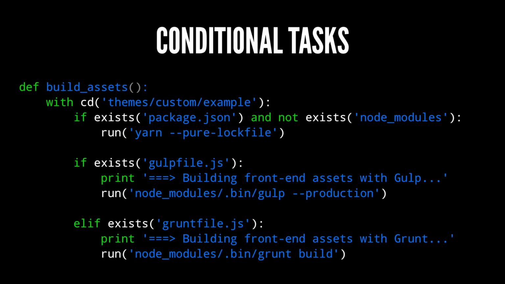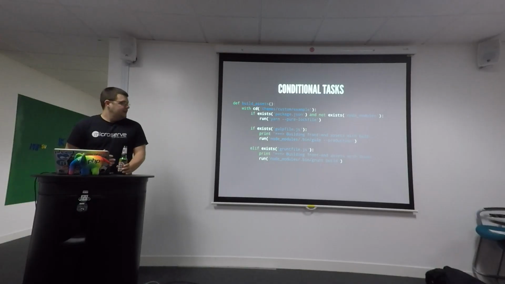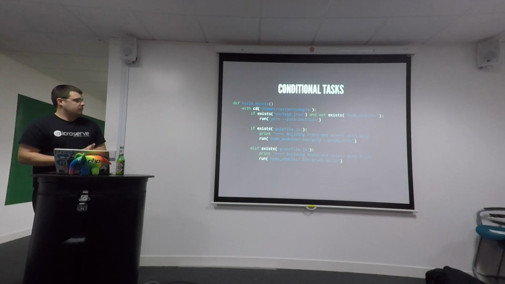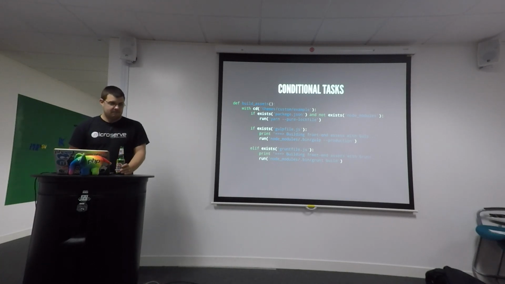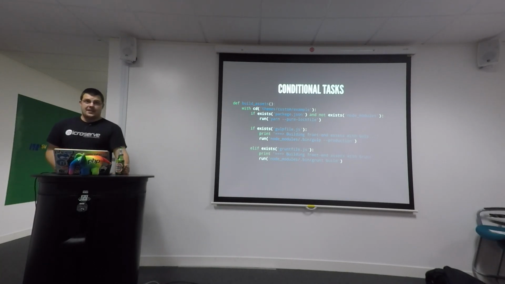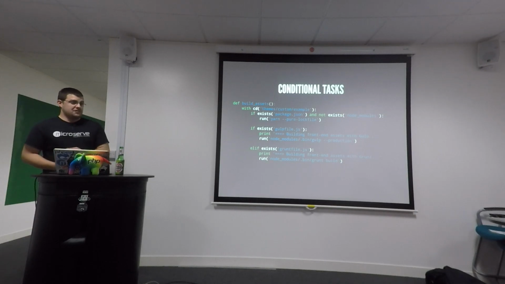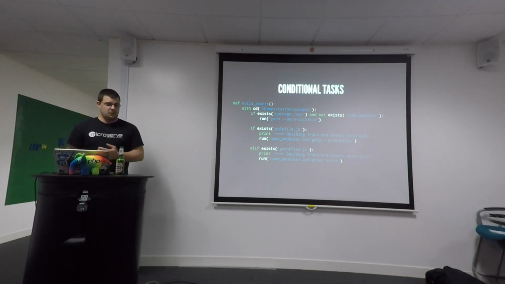And by smarter, I'm referring to adding conditional tasks. So rather than assuming we have one fabric file for everything, we can start making things a bit more flexible. We can extend the build assets job by initially checking if the package.json file exists. If that exists and maybe node modules doesn't exist, then we need to run yarn, we need to run npm. So we can do that.